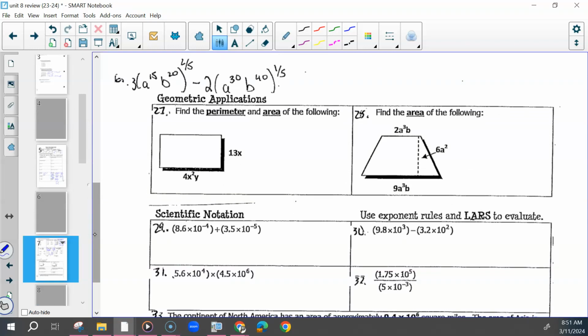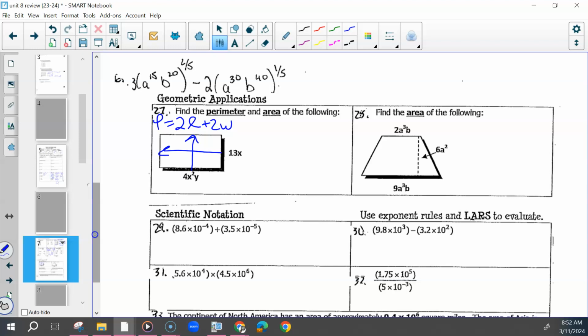So as long as you remember the area of a rectangle is length times width, and for perimeter you're adding up all the sides, this is all of your polynomial operations. Perimeter first, remember that this is the same on the opposite side. So you can use 2 times the length plus 2 times the width, or you can just add up all the sides, it doesn't matter.